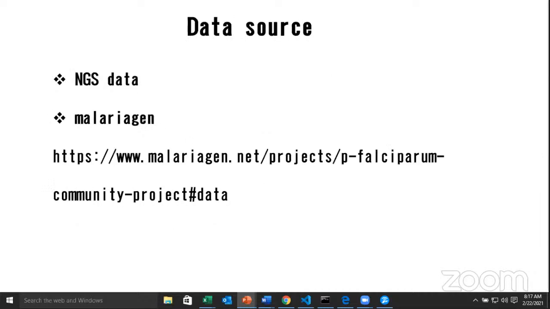So I will use data that we have generated here at Noguchi, NGS data, and also data from a malaria gene project where they sequenced the whole falciparum genome for multiple countries. I will extract the AMA1 gene data from this project and compare the indices that I have indicated, to see how they differ between the Ghanaian populations and other populations across the world. Thank you.